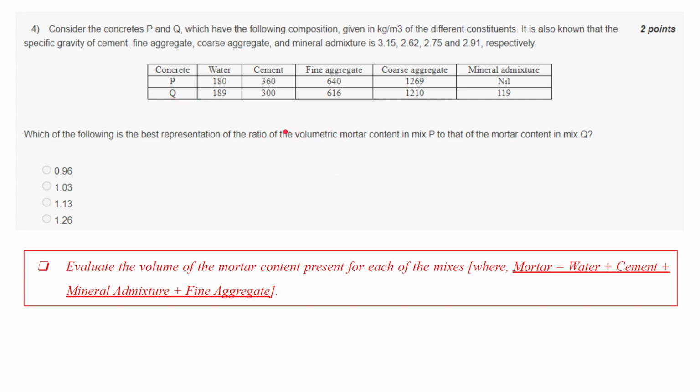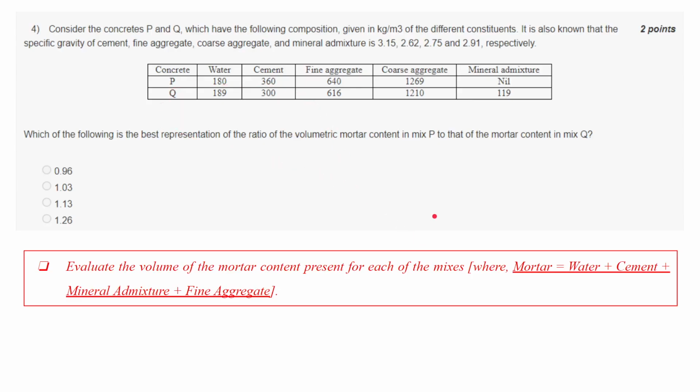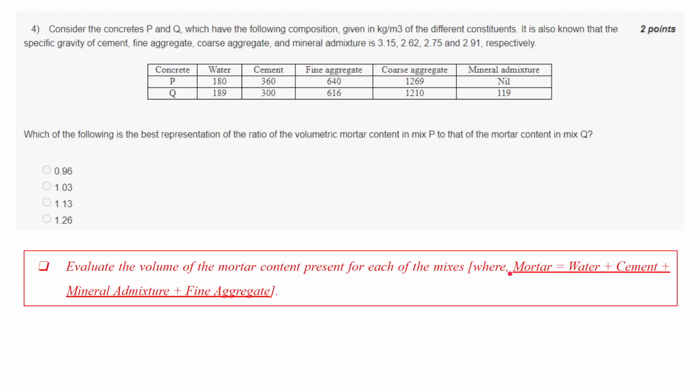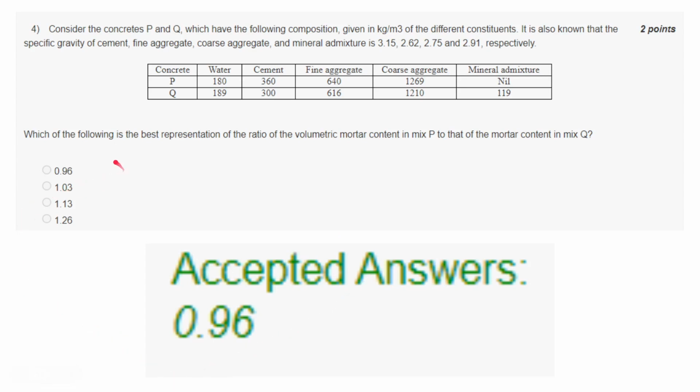So basically what we have to do is convert everything which is given in weight into volume using the specific gravities. And then we have to find the ratio of P divided by Q. So as you can see, the volume of this is this much, and the volume of this is this much. If you divide both the ratios, we will get the value to be around 0.96. So 0.96 is the correct answer.